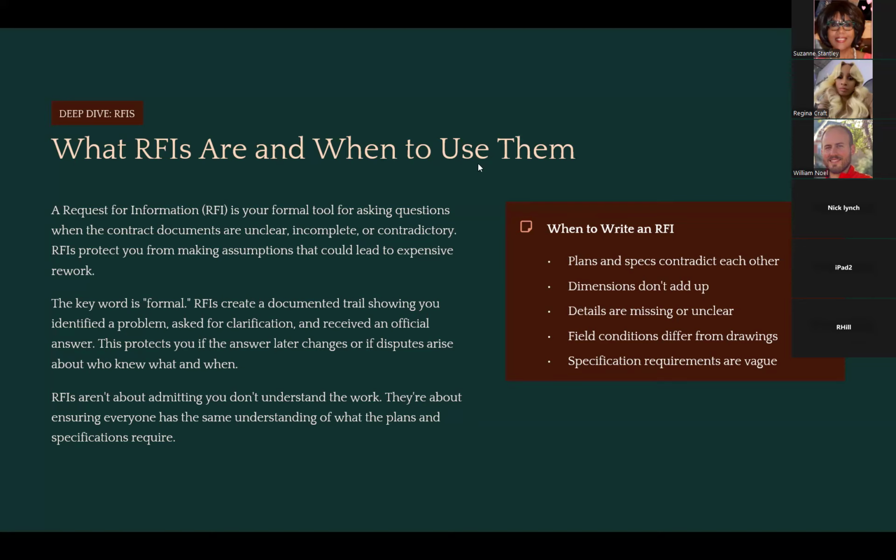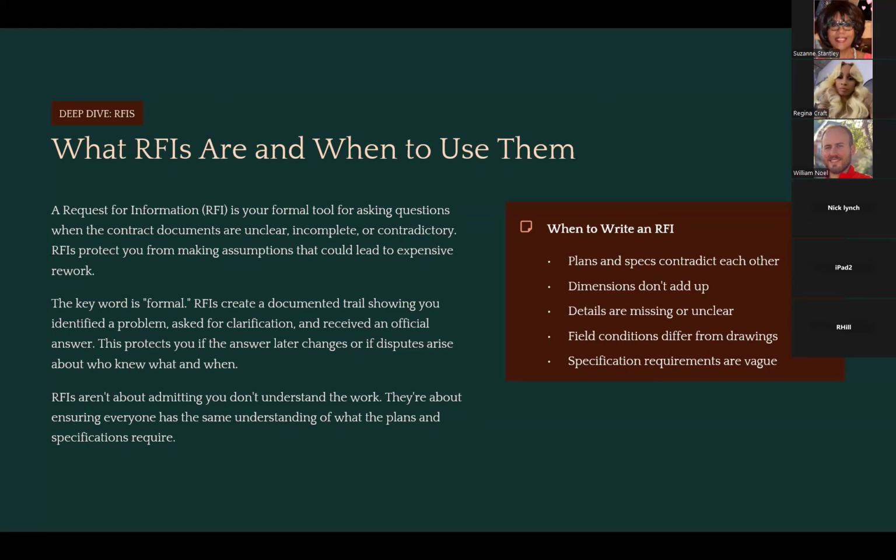Okay, so if there's no other questions on that, we're going to move on to RFIs. So what is an RFI and when should you use it? An RFI is a request for information, and it is a formal tool for asking questions when the contract documents are unclear, incomplete, or contradictory. And that happens a lot more often than you think it would.